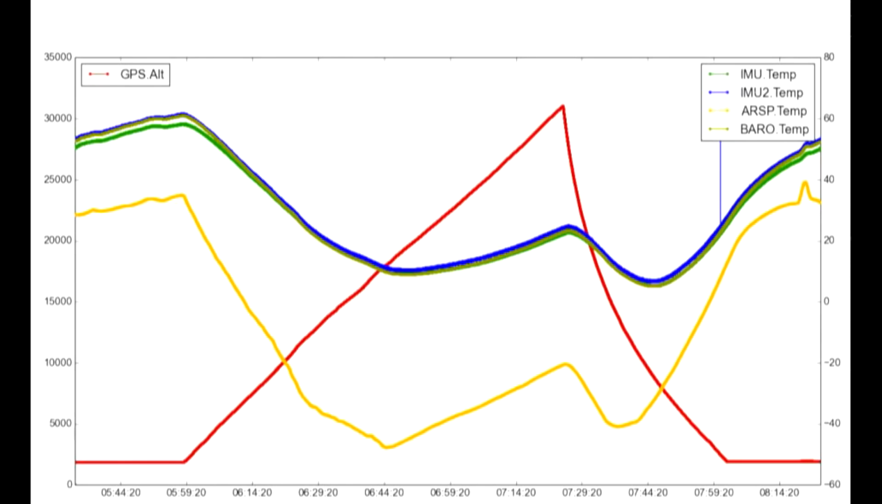That's the temperature on the airspeed sensor, right? And you can see that started up. The right-hand axis is temperature. The left-hand axis is height in metres. And the horizontal axis is time. And you can see there that the balloon was steadily, the red line, the altitude rising.